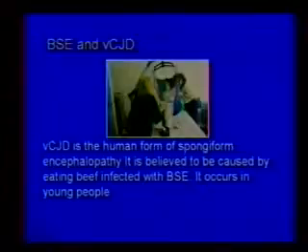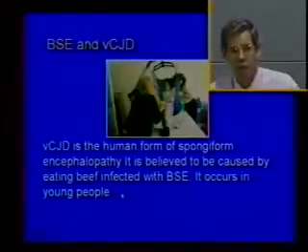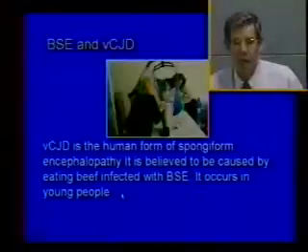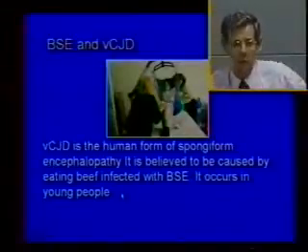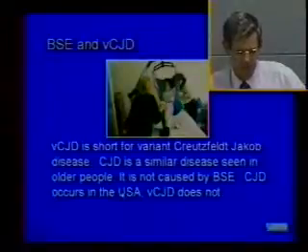Well, variant Creutzfeldt-Jakob disease is the human form of spongiform encephalopathy, or at least that is what a lot of people believe. Now, there's no definitive proof because we can't complete Koch's postulates when it comes to human diseases, but it is believed to be caused by eating beef infected with BSE. And interestingly, and we have no explanation for this either, it mainly occurs in young people.